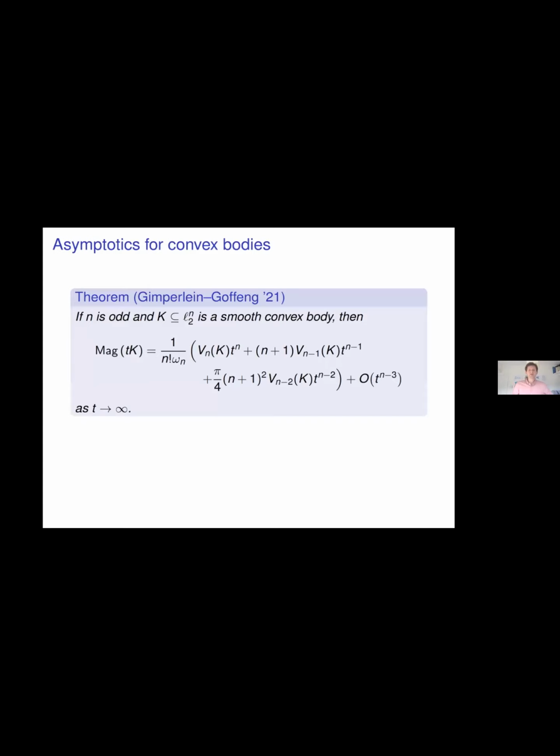So I'm just restating that result before, that if I'm looking at a smooth convex body in odd dimensions, then the magnitude asymptotically looks to the top three orders like a linear combination of intrinsic volumes. And we might hope that that continues, but in work that isn't written up yet, but that Gimperlein and Goffeng have told me about, they've calculated what the next coefficient here is, and what it turns out to be is a multiple of the integral of the mean curvature squared. So that's basically the Willmore functional of the boundary, and that does not give a valuation. It's not an intrinsic volume, so it stops looking like an intrinsic volume once we get past those top three orders.